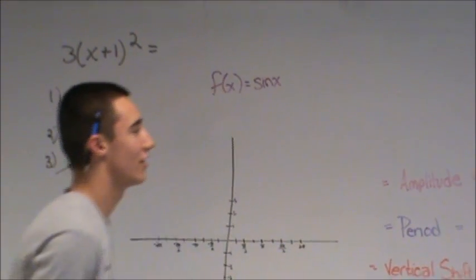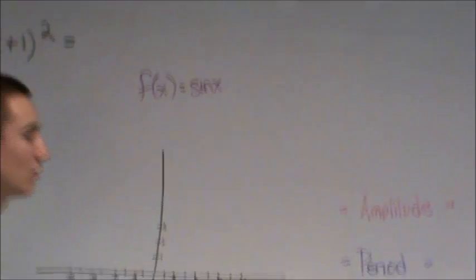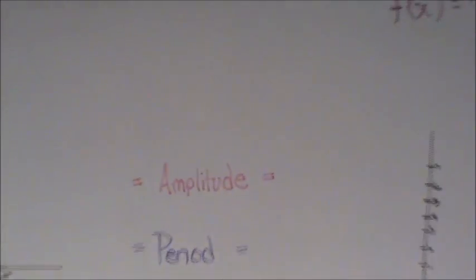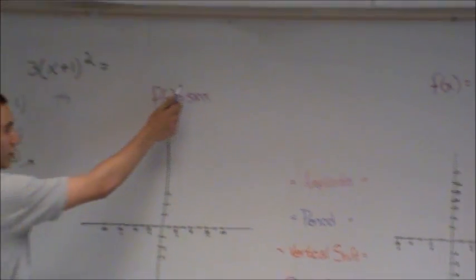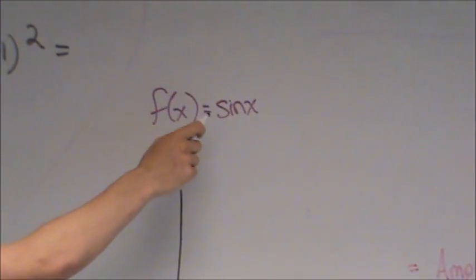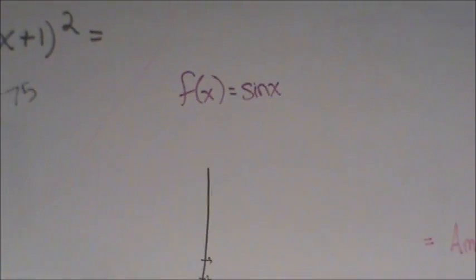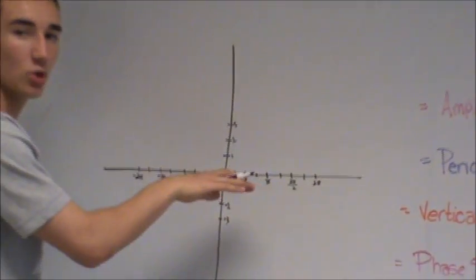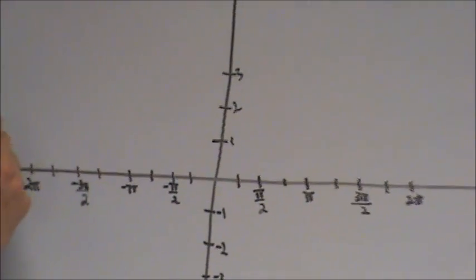Hi, I'm Steve. I'm going to show you how to graph a sine function. The first thing you need to know when graphing a sine function is the amplitude. The amplitude is usually found in front of the equation. So for this one, the amplitude will be found here. There's nothing there, so it's assumed to be 1. That means that the graph is going to go from positive 1 to negative 1 on the y-axis.